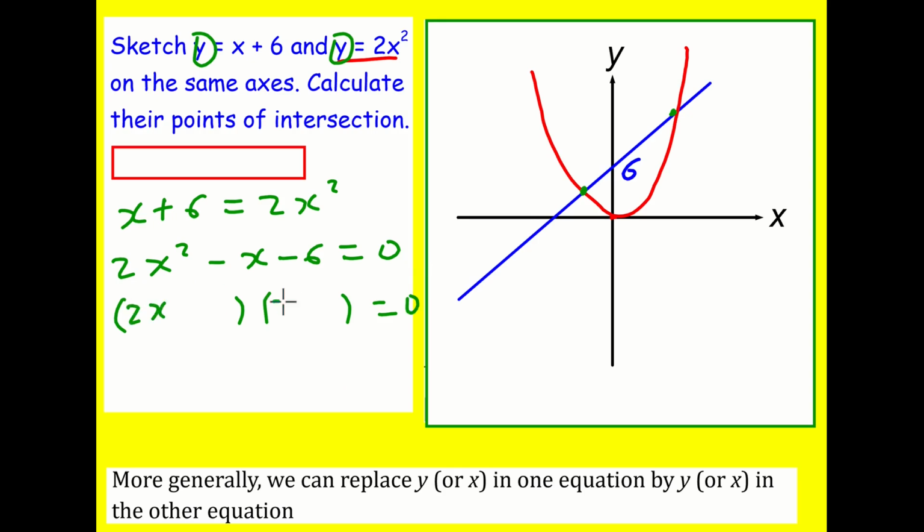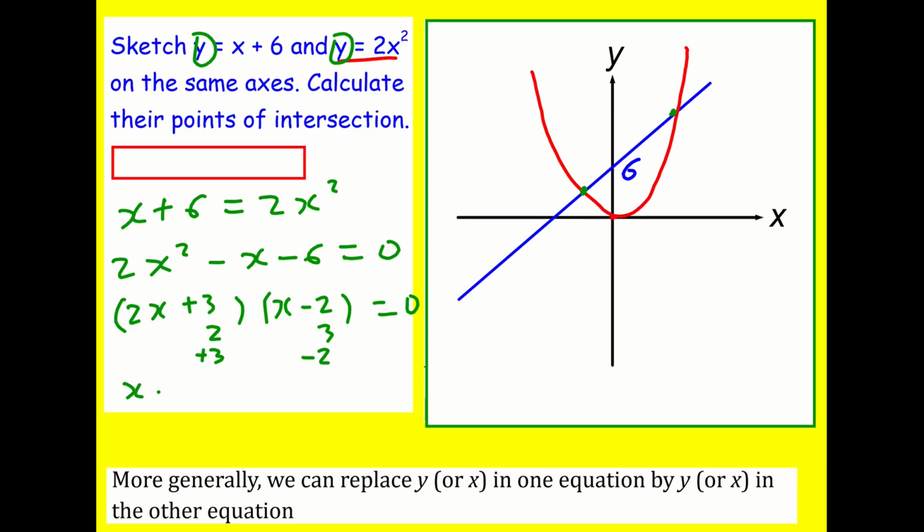It's got to be 2x and x. Then I could try 2 and 3. That's not going to work because I'd get 6x and 2x. So no, let's reject that one. 3 and 2, I'm going to get 4x. This is going to work. So I'm doing cross multiplication just in my head. 2x times 2 is 4x. 3 times x is 3x. I can make it minus x if I make this one minus and this one plus. And that will multiply to give the minus 6.